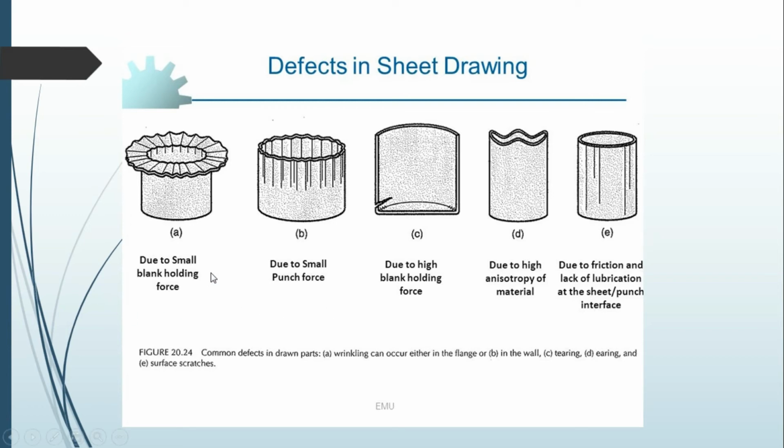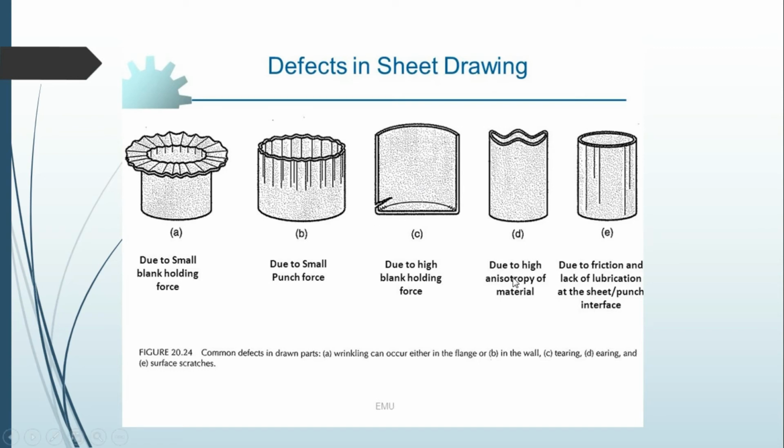And you see, due to small holding force, if we are not properly giving the holding force, then wrinkling will take place. If the punch force is very small, we should take the corresponding punch force, then only we will get the proper result. And you can see if the holding force is high, it is not allowing the material to yield to the maximum, so a crack appears over here.